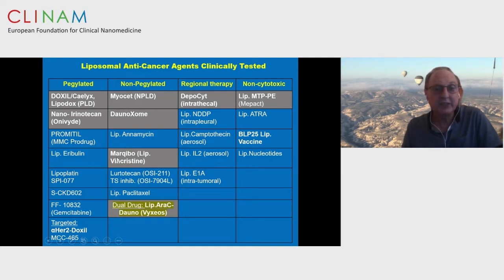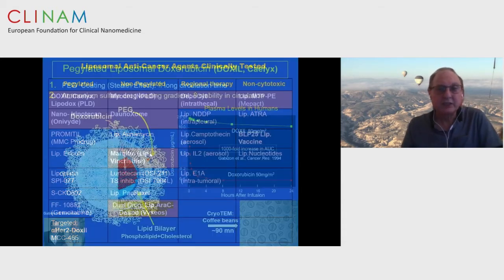We have liposomal vincristine, Marqibo, which substantially reduces the neurotoxicity of vincristine. A very interesting product, which is a co-encapsulated drug marketed by Jazz Pharmaceuticals, is called Vyxeos, in which liposomes contain cytarabine and daunorubicin at a specific drug ratio, and which has been approved for the treatment of AML in elderly people. And then there are other products less used, one for regional therapy and another one which is a non-cytotoxic macrophage activator. This is the Doxil formulation.